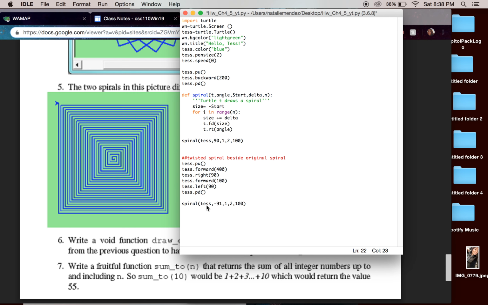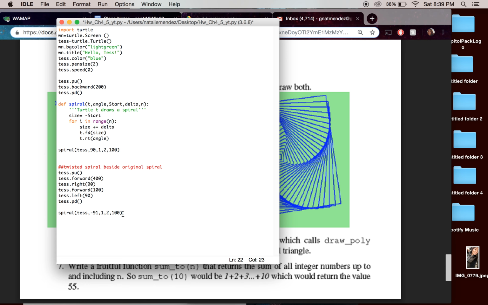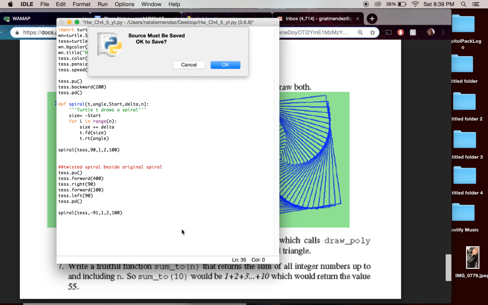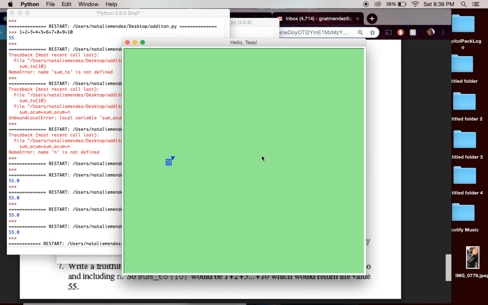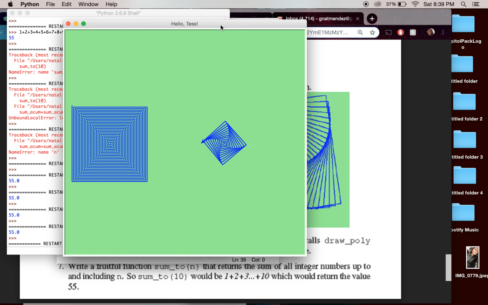And then what I did was I made another spiral function because the only difference between this first spiral and this spiral is a matter of shifting it a certain amount of degrees. So what I did was I just did another spiral right beside the first one, and I made it a negative 91 degrees. And you'll see when I execute that it's very, very similar to what it's actually asking for. So there's the first spiral, and there's the second spiral.